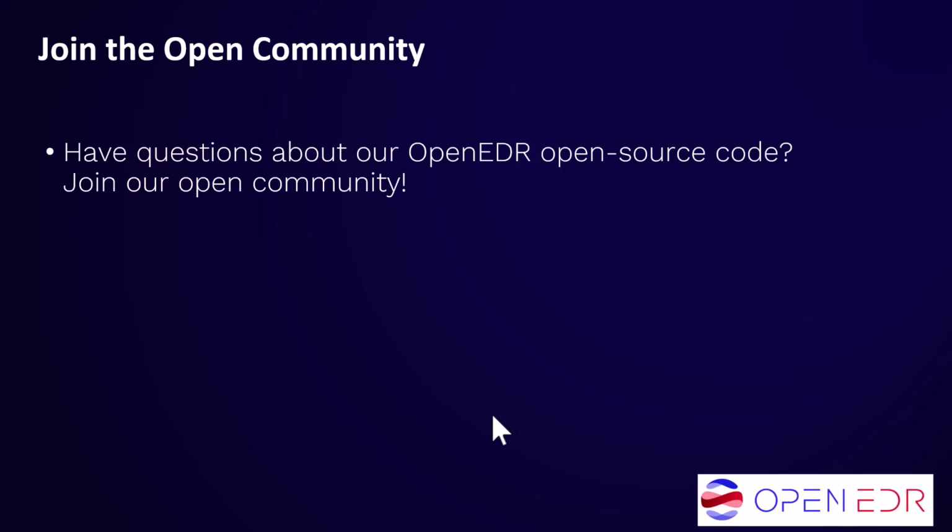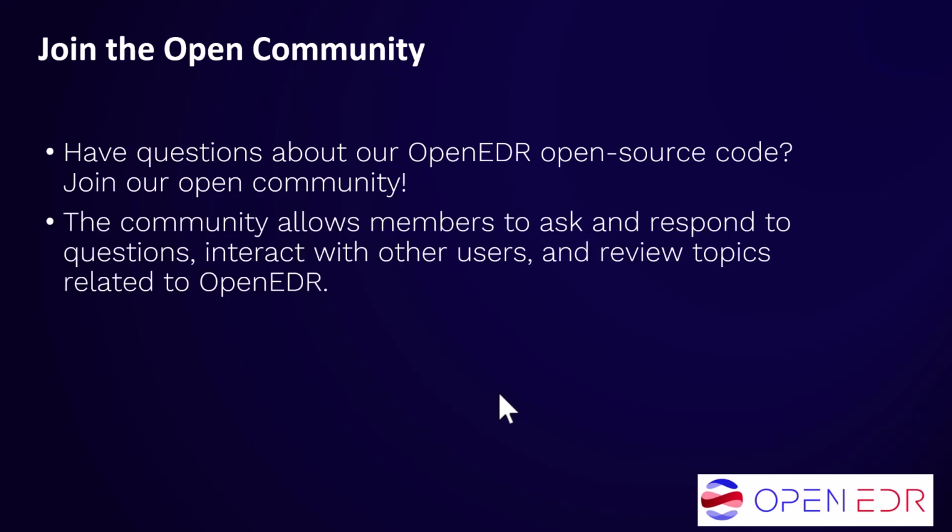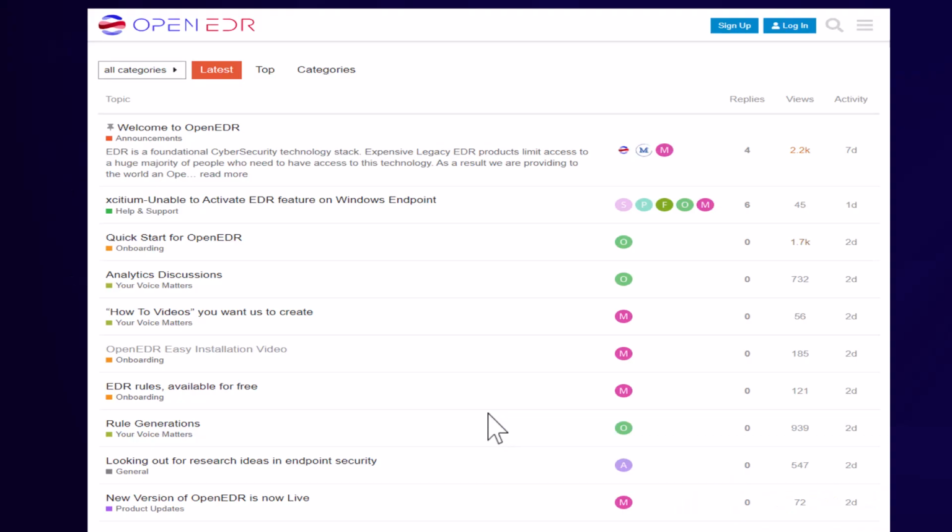For that, you have to go to openedr.com. If you have any questions about our OpenEDR open source code, or if you want to join our open community, you can freely do so. The community allows members to ask and respond to questions, interact with other users, and review topics related to OpenEDR. Here's the website where you can log in, and once you register yourself, you will get an email to sign up. You can just ask questions, download the agent, and start learning about it, start using it.